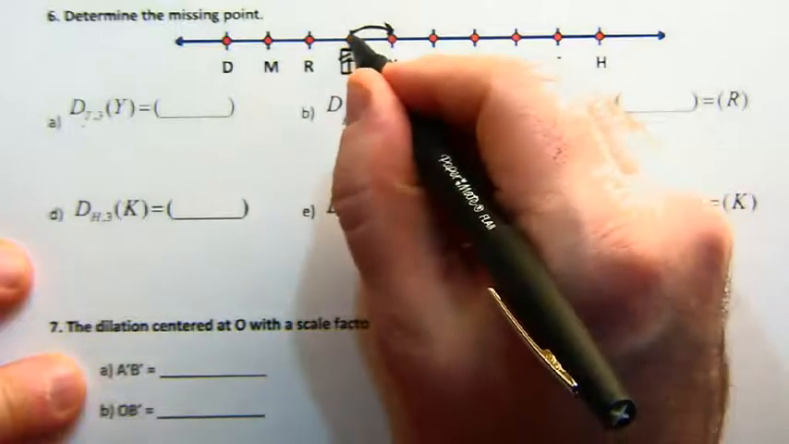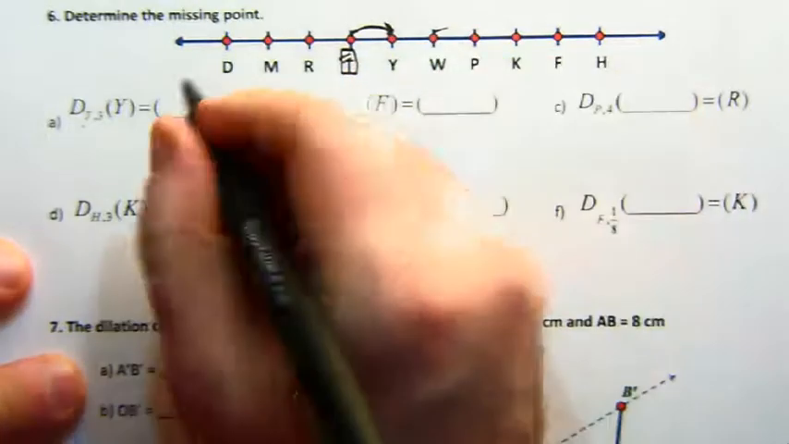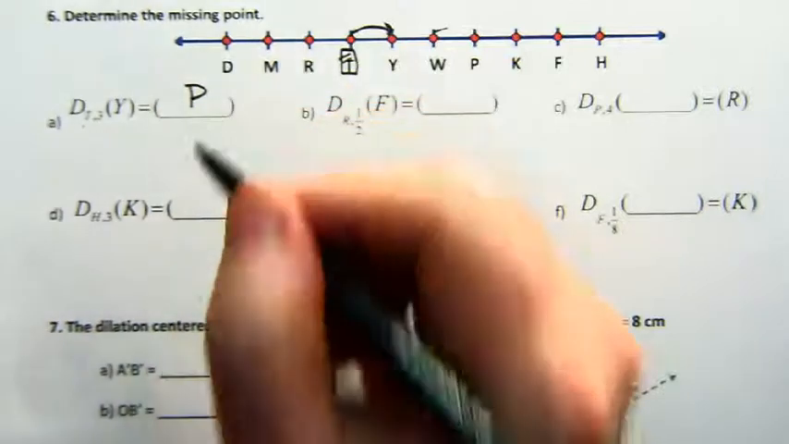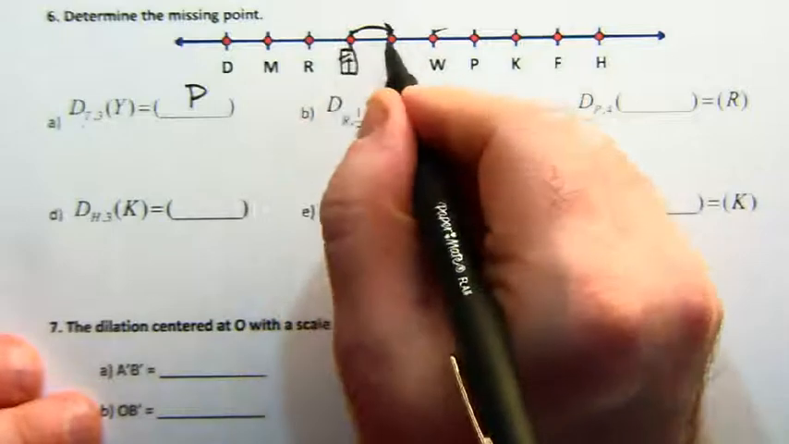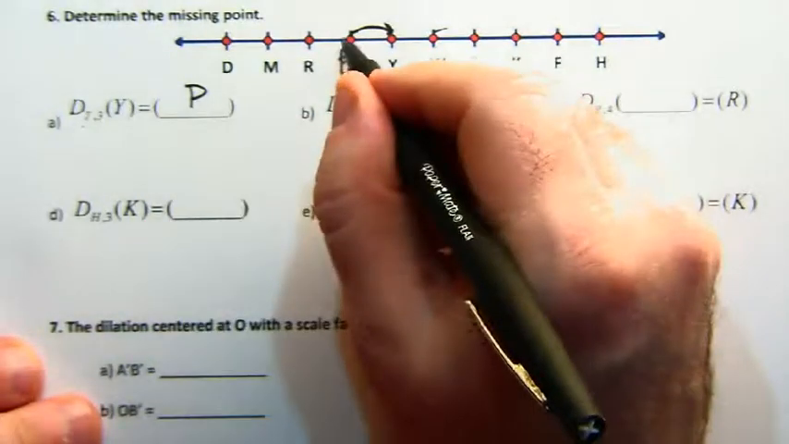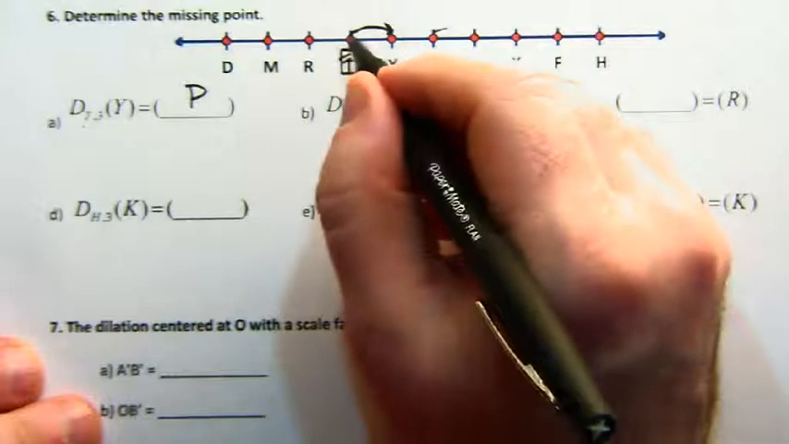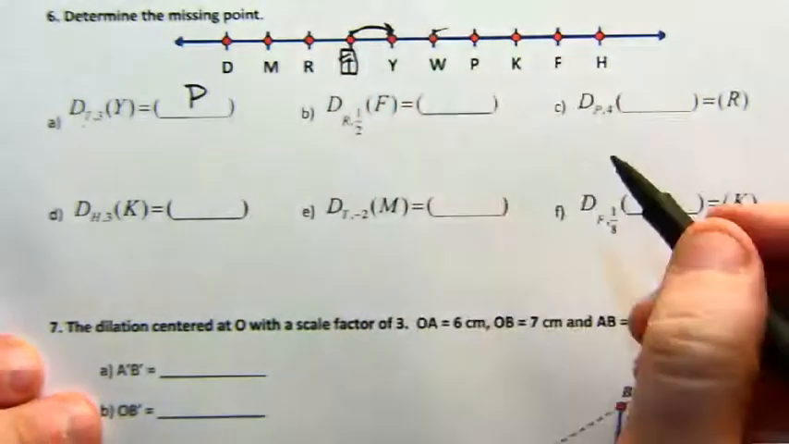So always start from the center of dilation. 1, 2, 3. That would land us at P. So when you dilate, you don't start counting from the point, the Y point. You start counting from the center of dilation. So if we're going to do Y 3 times bigger, it would go 1, 2, 3 to get to P.